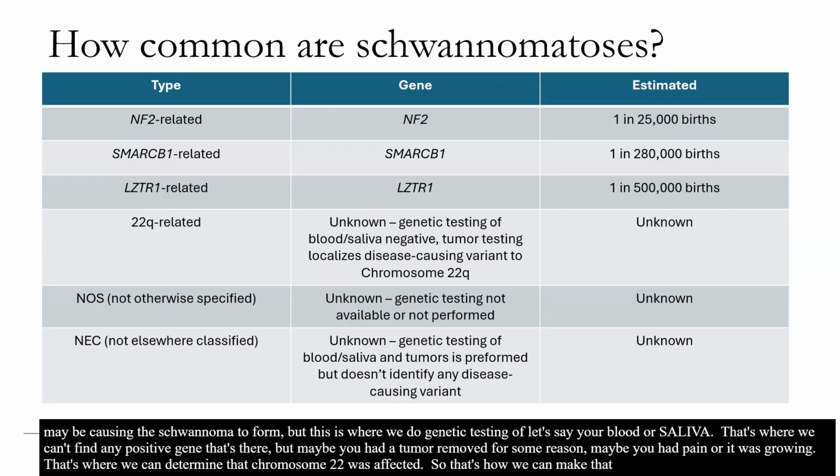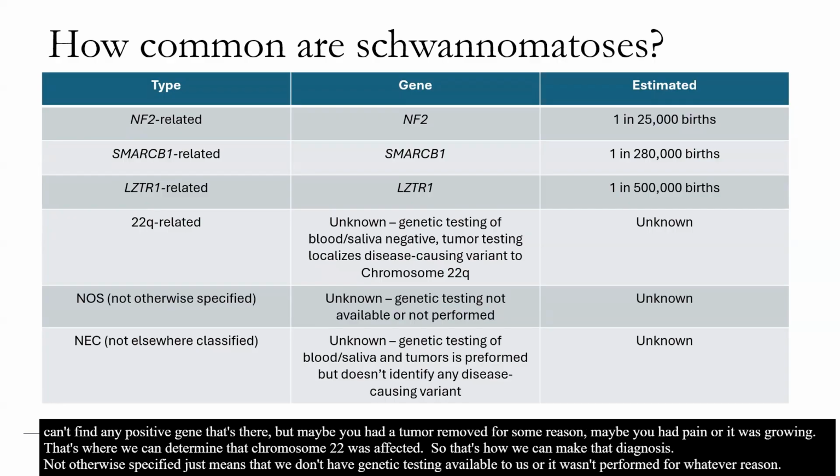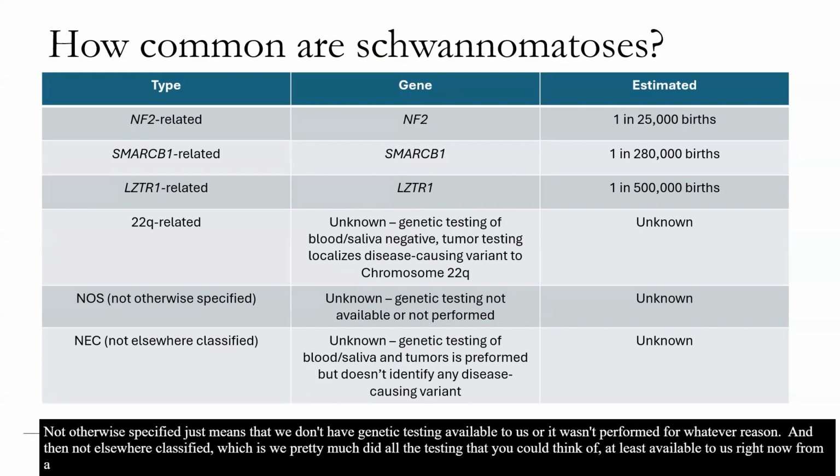Not otherwise specified just means that we don't have genetic testing available to us, or it wasn't performed for whatever reason. And then not elsewhere classified means we pretty much did all the testing that you could think of, at least available to us right now from a science and clinical standpoint, but we still can't seem to find what's causing the schwannomas to occur.